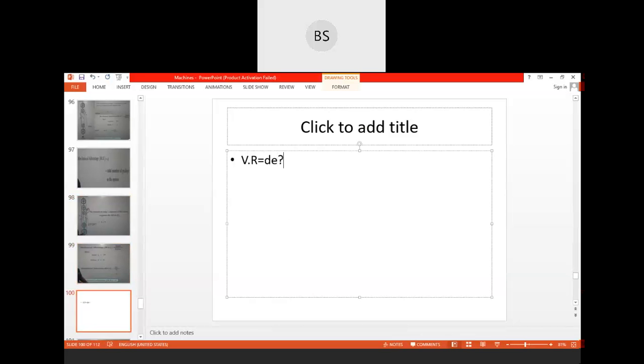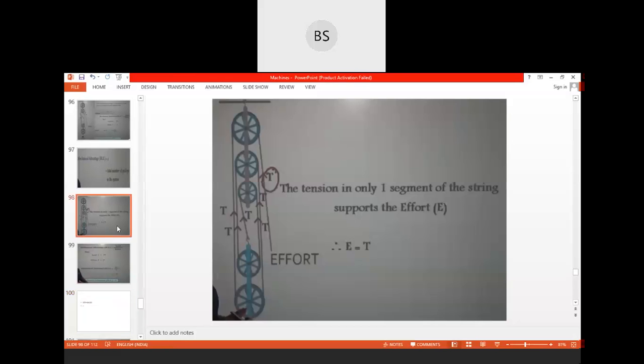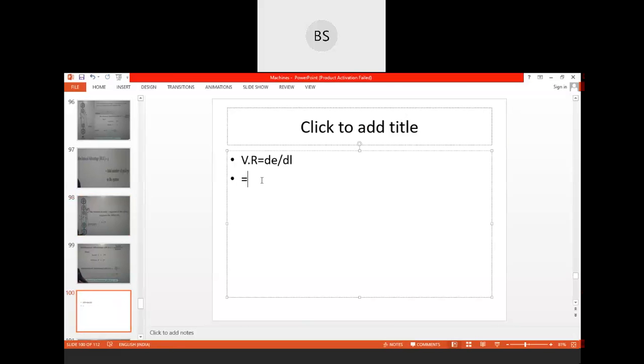Displacement of effort divided by displacement of load. So what is the displacement of effort according to this? How many times are the strings moving up? It's moving 5 times only, no? So x, how many times do we have to take here? Again 5 times only we have to take x. Correct? Because strings are moving 5 times, so here again you have to write 5x.